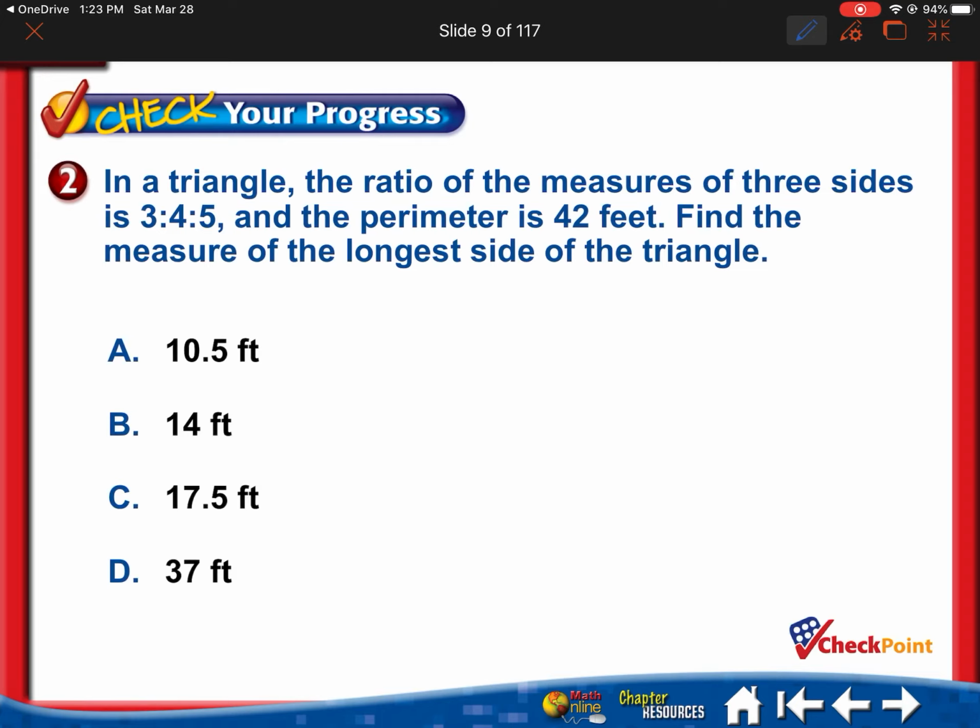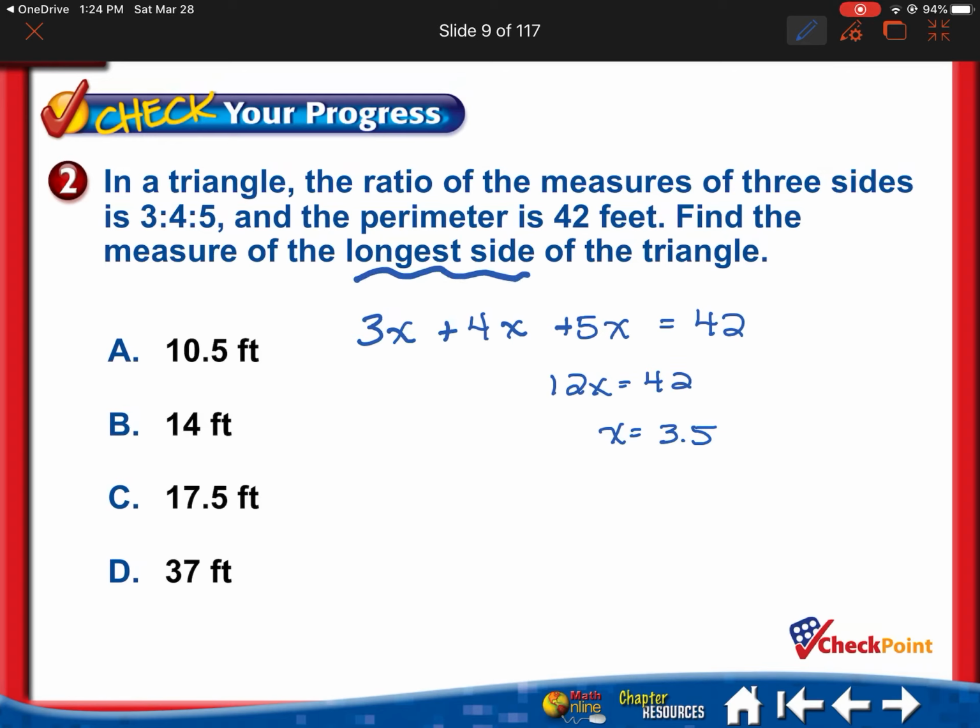All right, so if we go through the your turn, same thing. We have 3x plus 4x plus 5x is equal to 42 feet because it's the perimeter. 3 plus 4 plus 5 is 12x equals 42. Divide both sides by 12. We get x is 3.5. But this time they want the longest side of the triangle. So 5 is the largest number, so that's going to be the biggest side. So if we take 5 times 3.5, we get 17.5 feet is the longest side of the triangle.